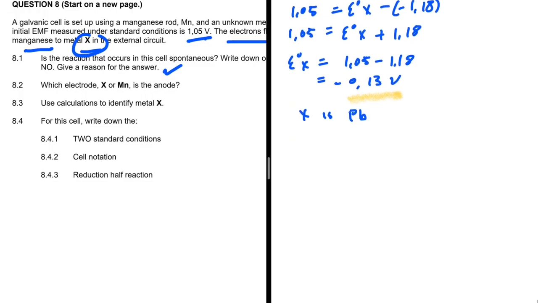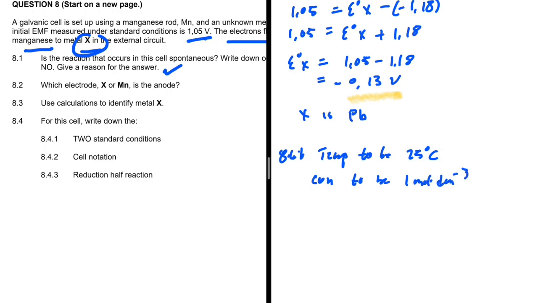Let's take a look at 8.4.1. Write down the two standard conditions for this cell. We know fully well that we need the temperature to be 25 degrees Celsius, or 298 kelvins. That's one of the conditions that we need. Another condition we need is the concentration to be 1 mole per decimeter cube.